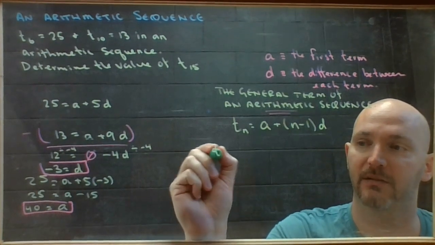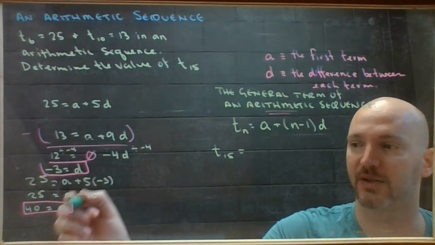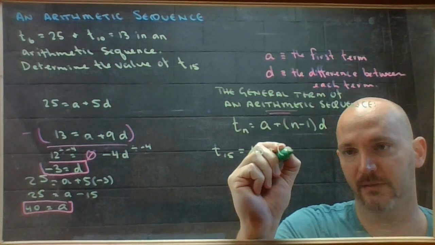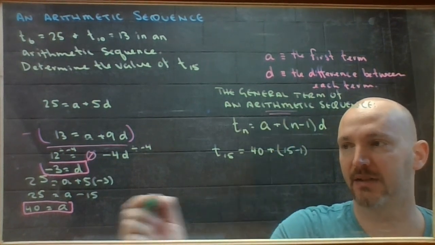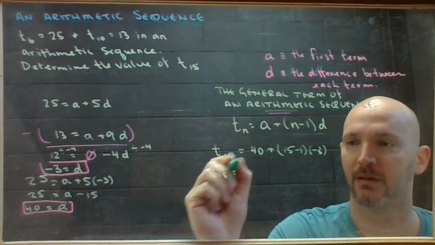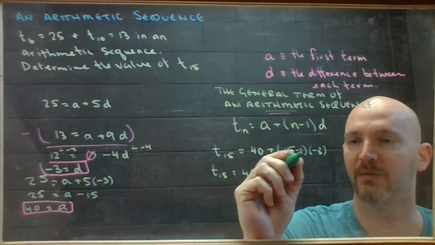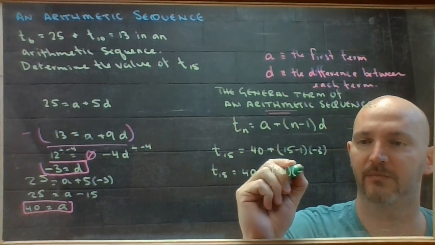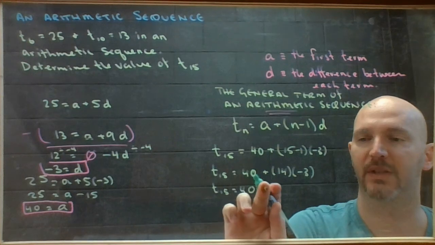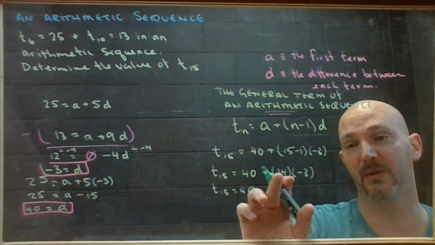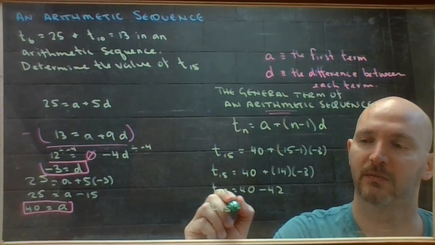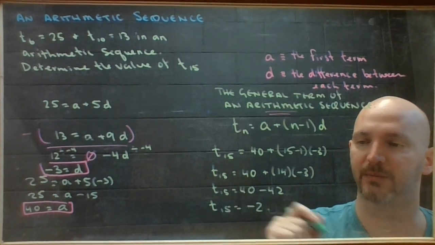So term 15 would be A, which I just figured out was 40. 15 is the end value. And the d value is negative 3, which I just figured out. So I have 40. 15 subtract 1 is 14. 14 times 3 is 42, and a positive times a negative is a negative, equals negative 2.